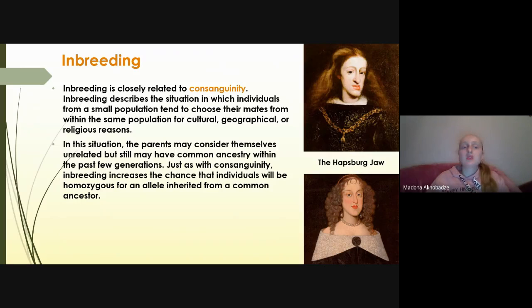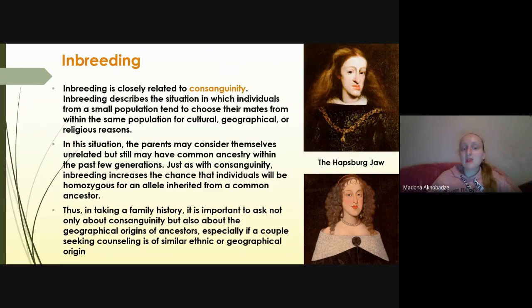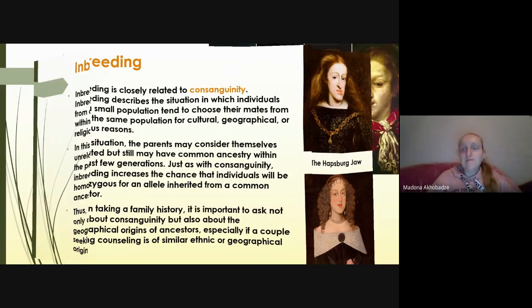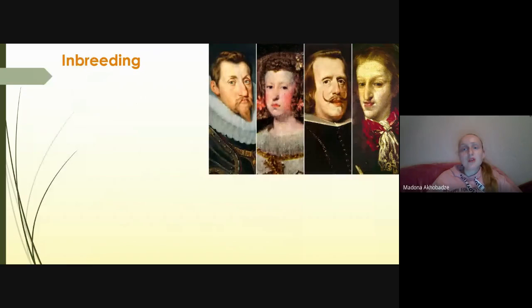Okay, so in this situation, the parents may consider themselves unrelated, but still have a common ancestor within the past few generations. Just as with consanguinity, inbreeding increases the chance that individuals will be homozygous for an allele inherited from the common ancestor. And in taking a family history, it's important to ask not only about consanguinity, but also about the geographical origin of ancestors, especially if a couple seeking counseling has a similar ethnic and geographical origin. Okay, so this is also another royal family, and so on and so forth.